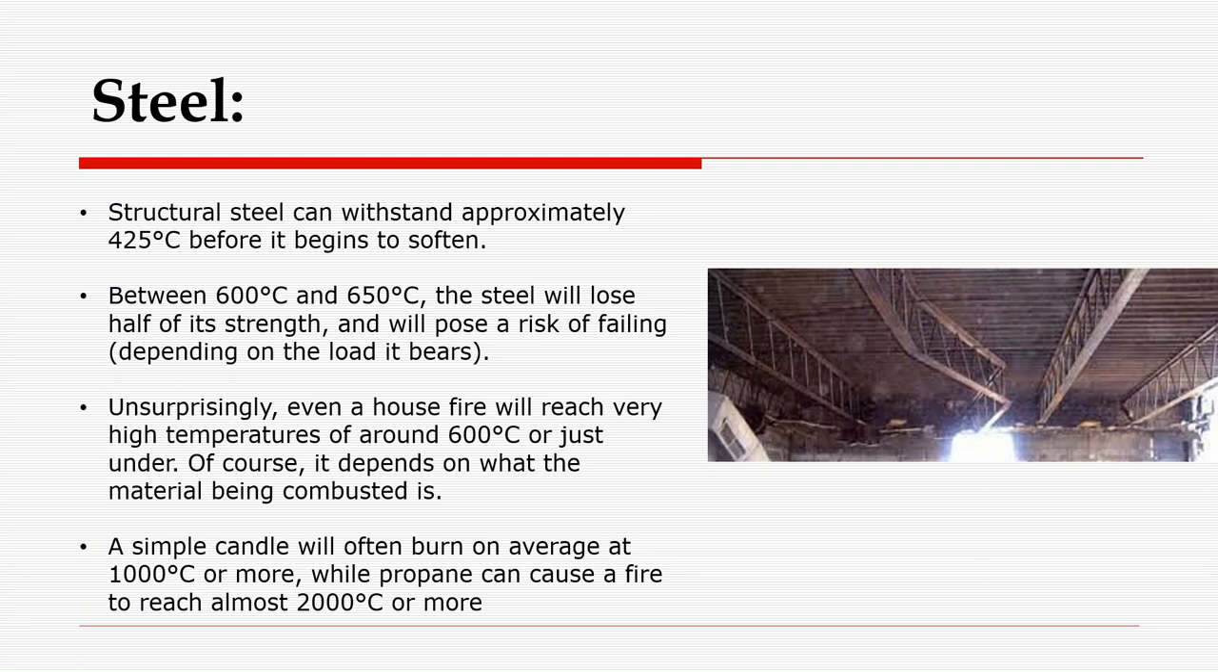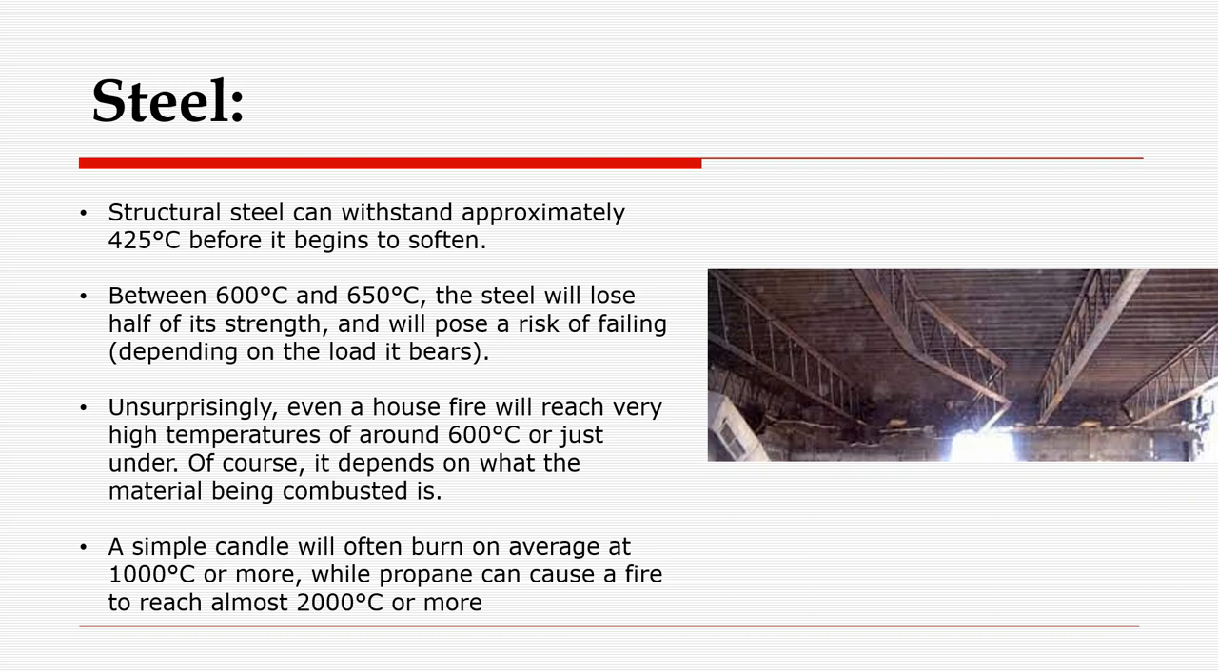So these are some numbers that were obtained, and I think these fluctuate as well based on how the steel was forged and where it was forged and just the materials that make it up as well. But in general, structural steel can withstand approximately 425 degrees Celsius before it begins to soften. So 425 degrees, how hot is that? Well, a simple candle, just the flame of a candle, will often burn on average at 1,000 degrees Celsius or more, while propane can cause a fire to reach almost 2,000 degrees or more.